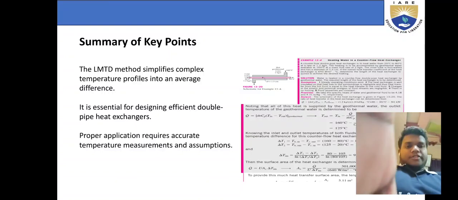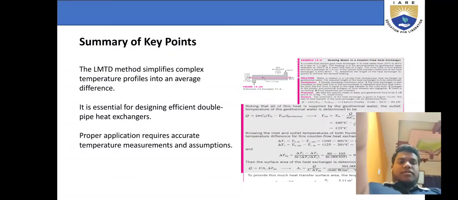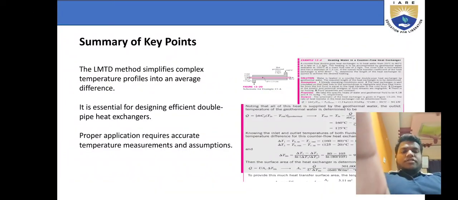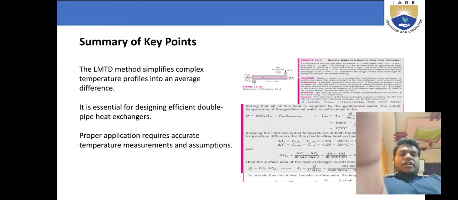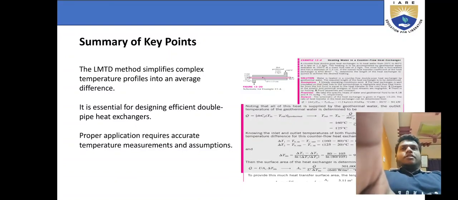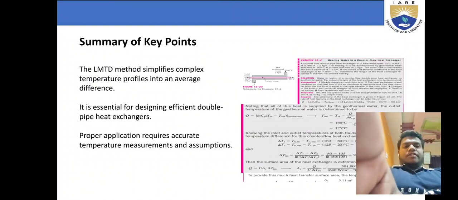Summary of key points. The LMTD method simplifies complex temperature profiles into an average difference. It is essential for designing effective double pipe heat exchangers. Proper application requires accurate temperature measurements and assumptions.